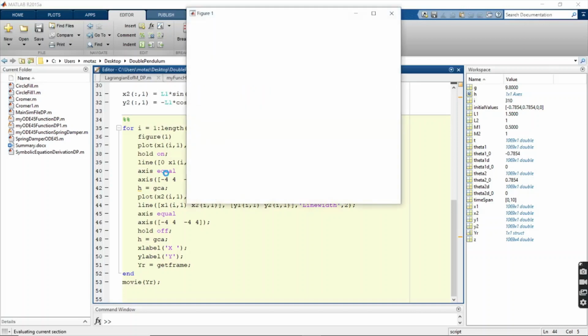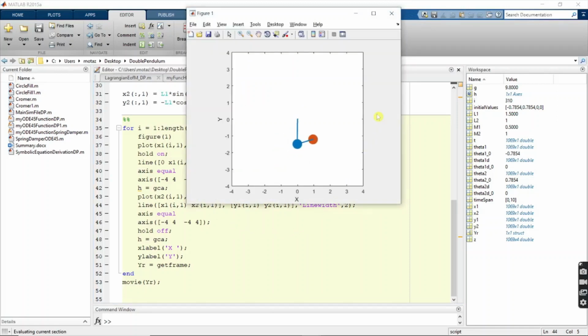Okay, let's take a look. And there's your double pendulum. Okay, I hope you enjoyed it.